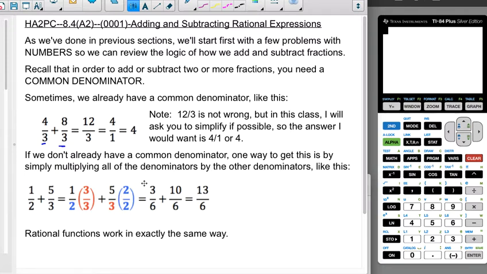Now, if we don't already have a common denominator, one way to get the common denominator is by simply multiplying each denominator by the other denominator. So, for instance, 1/2 plus 5/3, I have a 2 denominator and a 3 denominator. The easiest common denominator would be the least common multiple, which would just be 2 times 3, right? So I'd multiply the 1/2 by 3/3, I'd multiply the 5/3 by 2/2, I'd get 3/6 plus 10/6 is 13/6, and that would be my answer. So rational functions go the exact same way. So we're going to walk through some examples with rational functions.